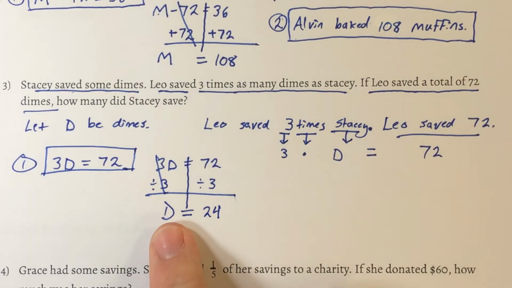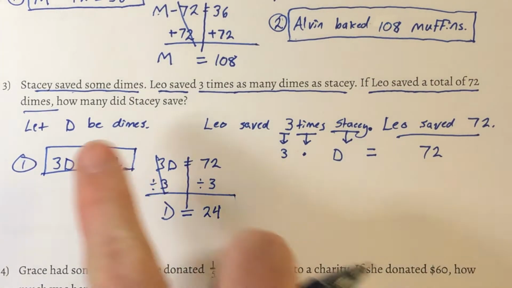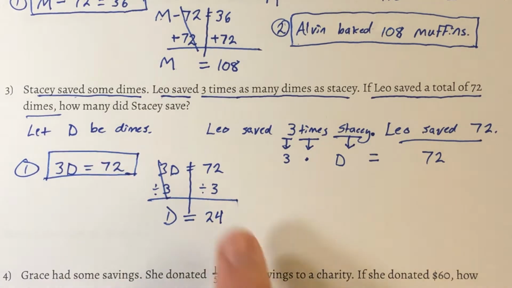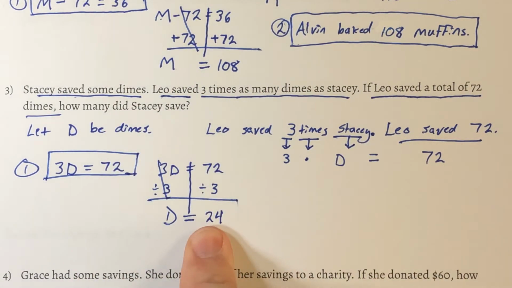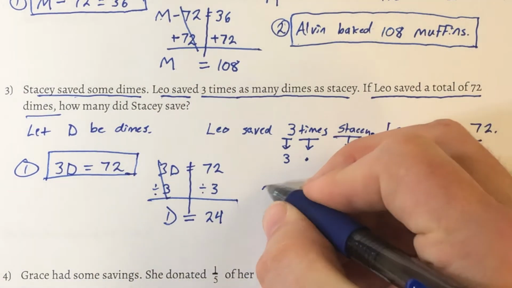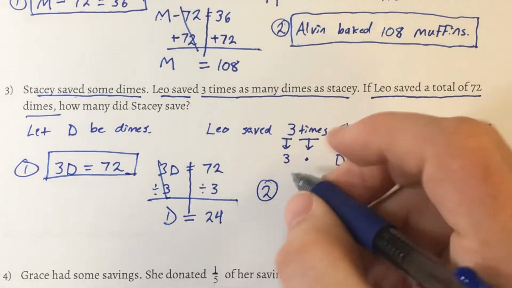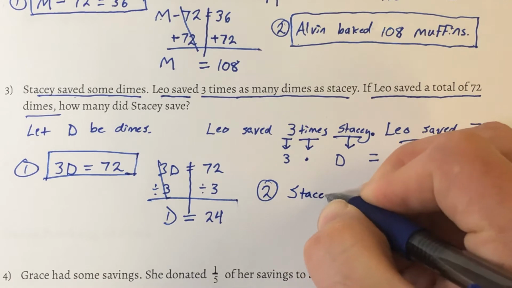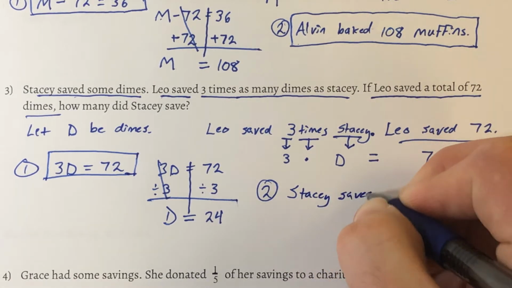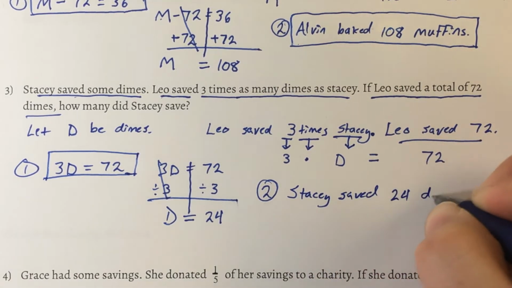So I have the number of dimes, and again, this was for Stacy, is 24. Is that what I wanted to answer? How many did Stacy save? Yes. So this is going to be my answer for part 2. How many did Stacy save? Stacy saved 24 dimes.